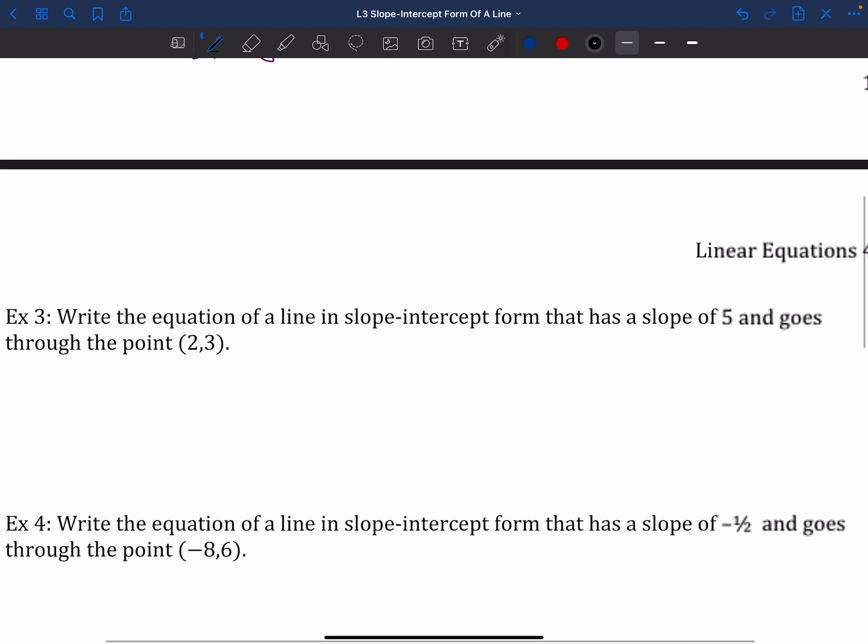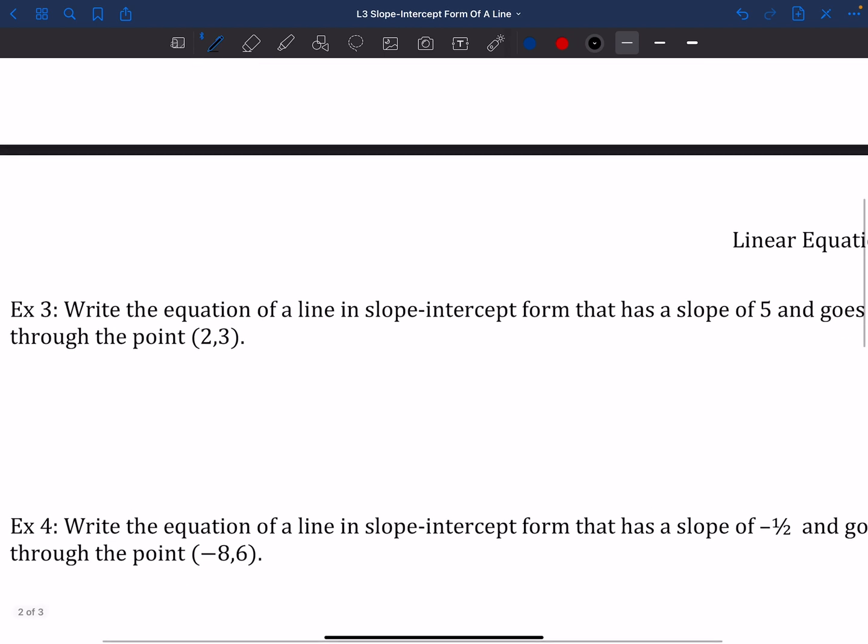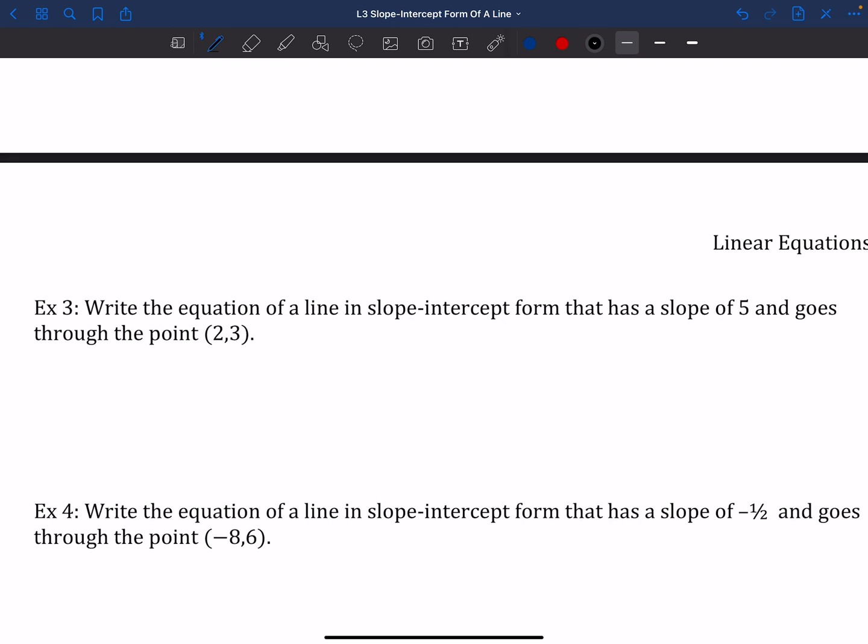What we want to do here is write the equation of a line in slope-intercept form that has a slope of 5 and goes through the point 2, 3. There are a couple different pieces of information that are going to be important to us here. If we have a slope of 5, that's m. If we know we go through the point 2, 3, normally we call that our x1, y1. That's how we've been talking about points so far.